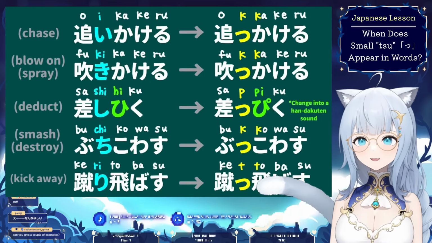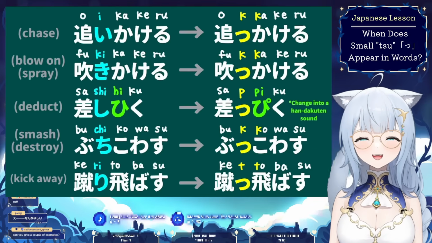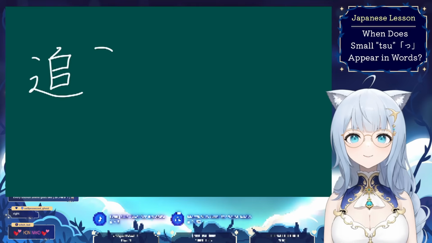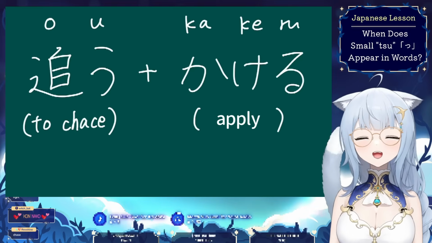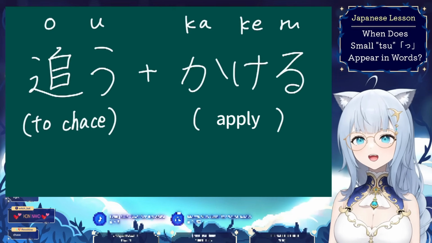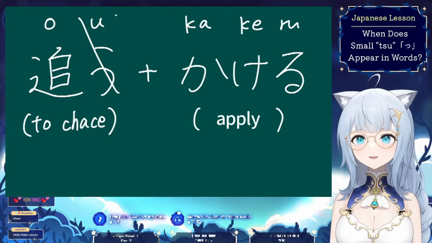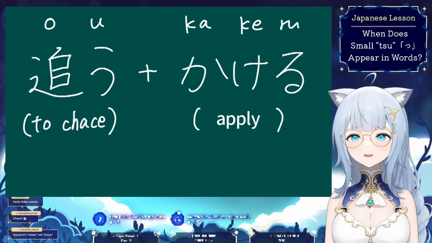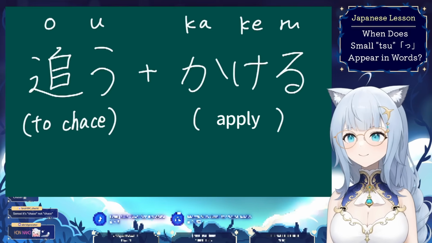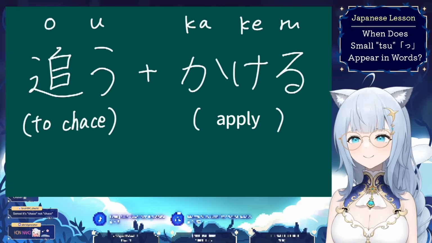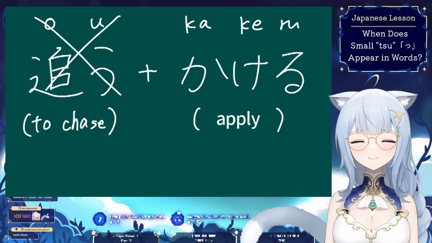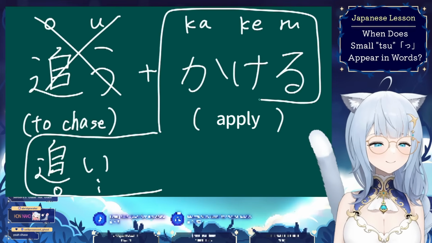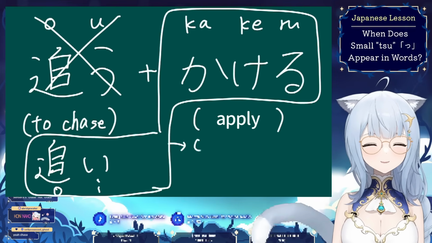Chase in Japanese is oikakeru. Actually, there are 2 verbs: oi and kakeru, ou plus kakeru, put together. But when you make a compound verb, the first verb should be in masu stem. If you don't know what masu stem is, it's the verb masu form without masu. Masu form is a polite conjugation of the verb. So ou should change to oi. So oikakeru, yes, this is a compound verb.